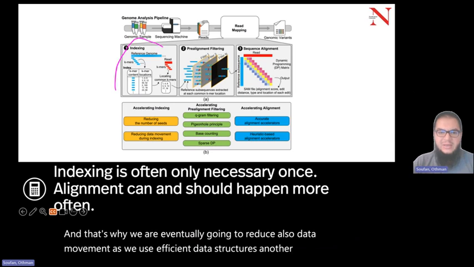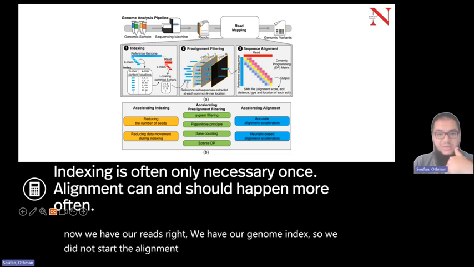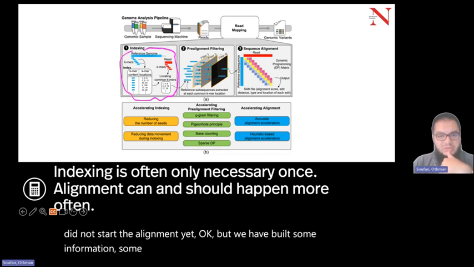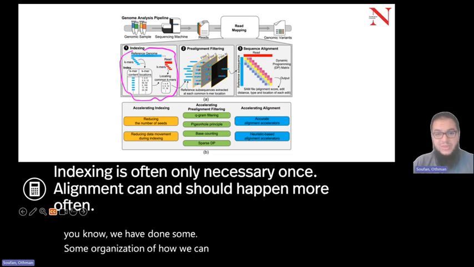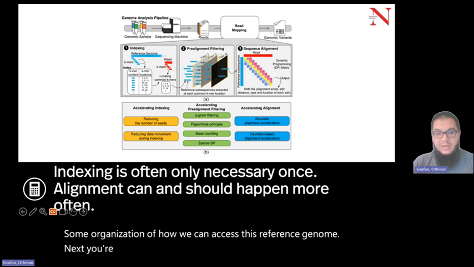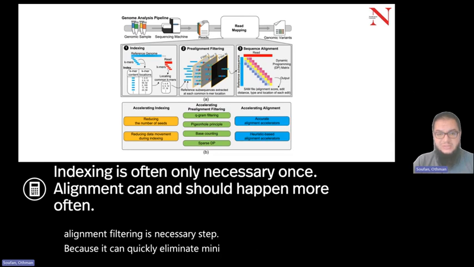Another stage: now we have our reads, and we have our genome index. So we did not start the alignment yet, but we have built some genome information that we can use. And we have done some organization of how we can access this reference genome. Next, we're going to go to pre-alignment filtering. Pre-alignment filtering is a necessary step because it quickly eliminates many unlikely alignment locations.